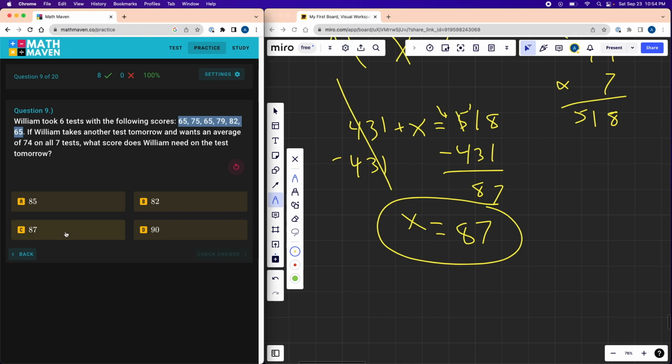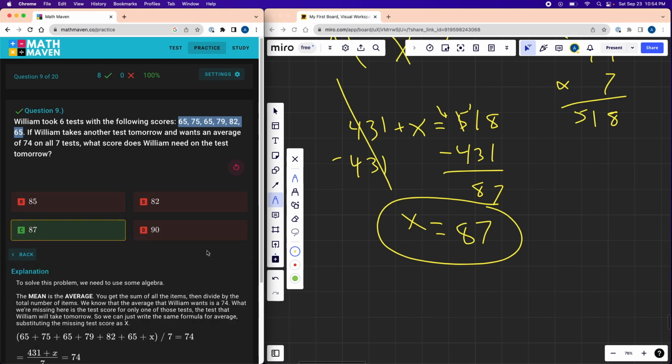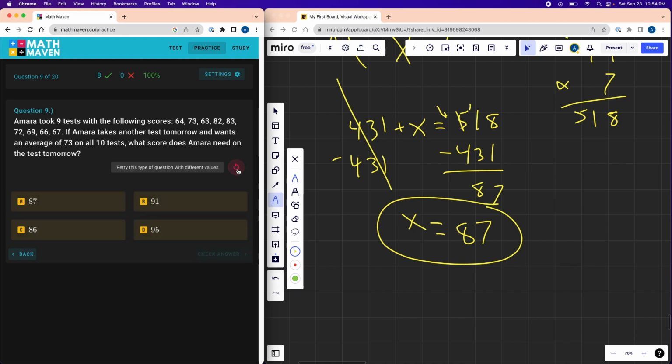So we click on 87 here, check that answer, and it turns out to be correct. If you didn't get that one correct, no worries. That's what I love about mathmaven.co: we have this button right here that allows you to retry this type of question with different values. So you can press that button, and now we're given different values, and you can redo the same question and practice it over and over again until you really understand the actual process of how to solve this problem. And you can be very confident that you know how to solve this problem now.